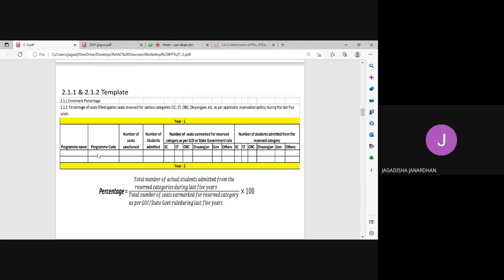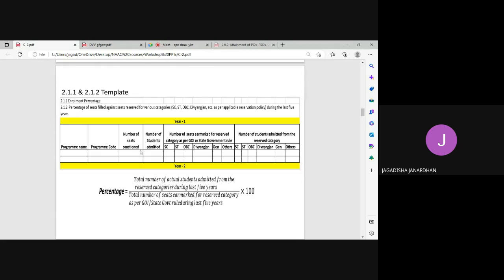The second column speaks about the program code, where you are supposed to mention the program code allotted by the affiliated university. Many of the program codes are available on the university websites, or in the syllabus copy you will also get the program code details. Then for BCom, how many seats are sanctioned? That total number has to be mentioned here. If it is 100, you will mention 100. If it is 300, you will mention 300 as sanctioned seats.